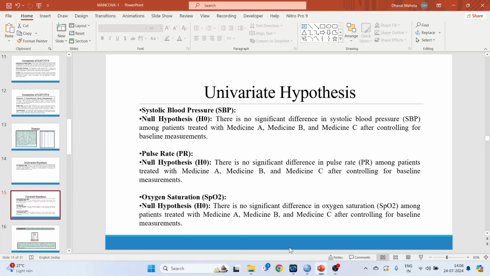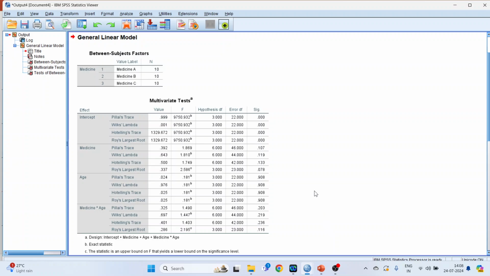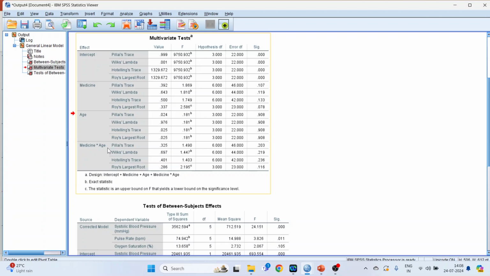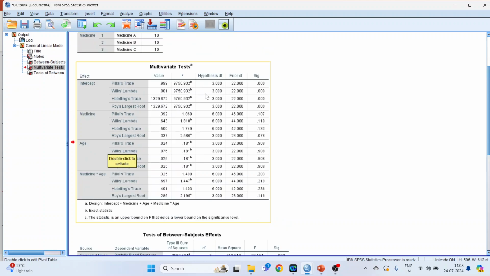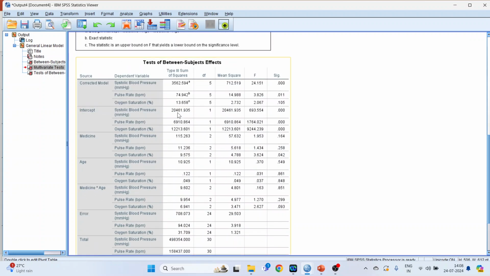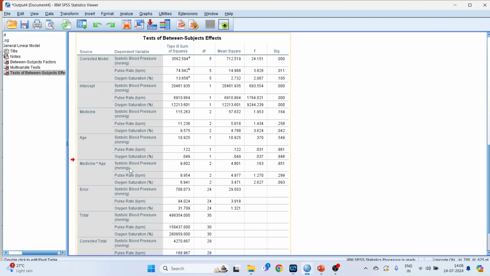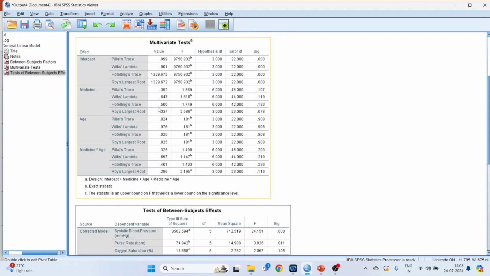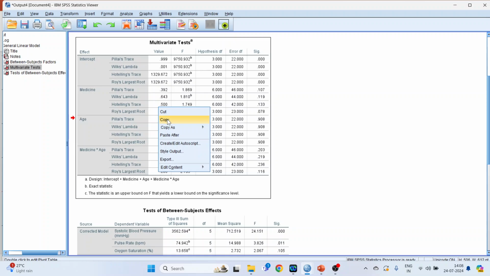Now, let's proceed further. So the first thing you have to check is the interaction of medicine and age. Is it significant or not? So here is a multivariate test. You can see here, and here is a p-value. And this is the test of between subjects effects. Here also you will find medicine into age. Now I'll simply copy this into my slide so that I can write the interpretation.